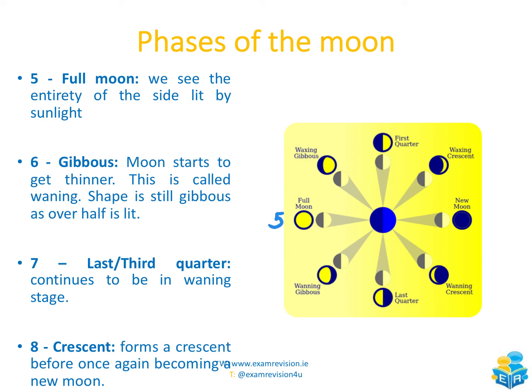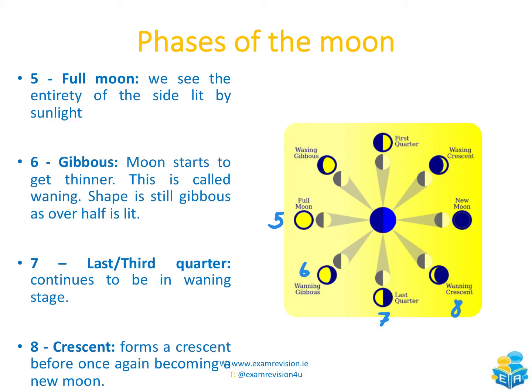We then have our waning gibbous, so it appears to be getting darker now, it appears to be getting smaller, but it's still more than half lit up, so it's a waning gibbous. We then have our last quarter, our third quarter. It continues to be in the waning phase, and half the side that we can see is still lit up.